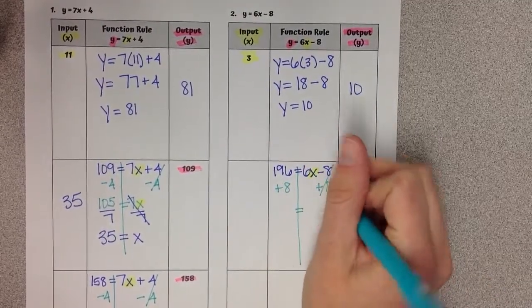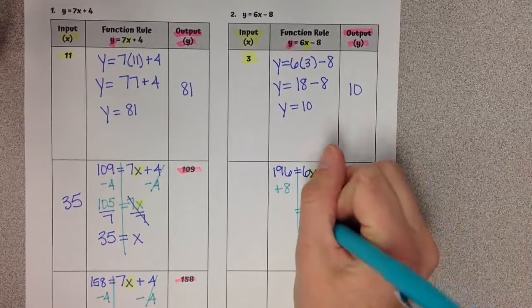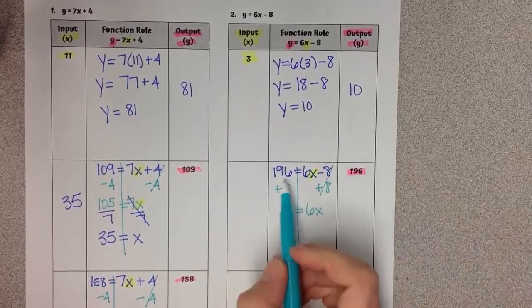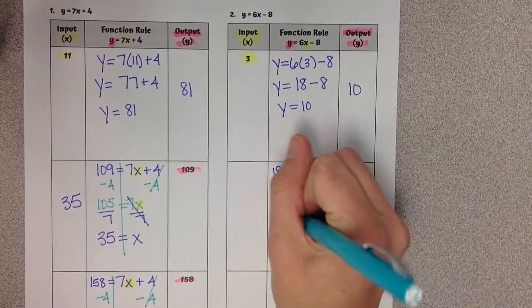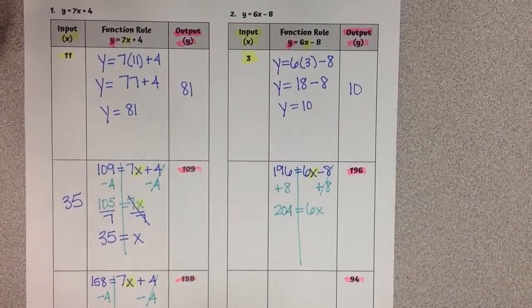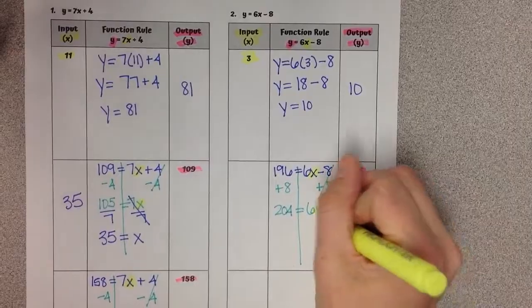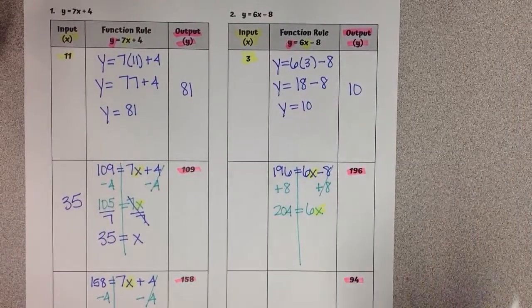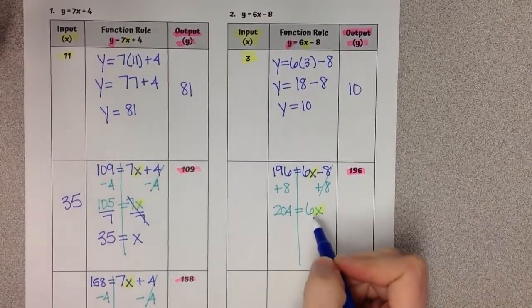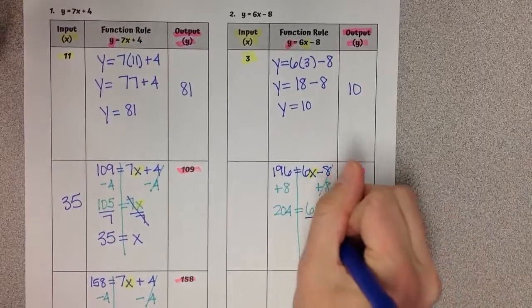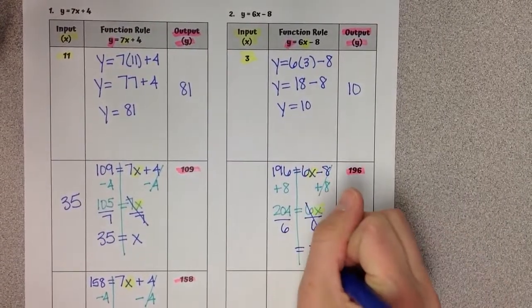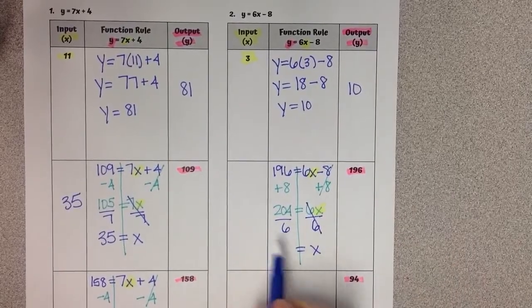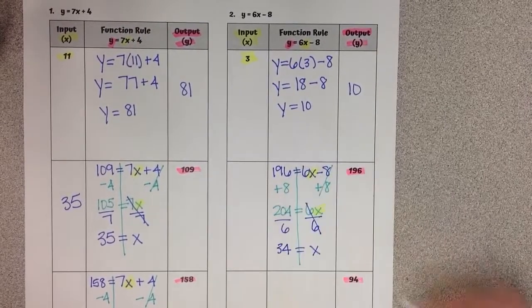The side with the variable, it should cancel out. We bring down what's left, 6x. Over here, 196 plus 8 is 204. Still highlighting the side that has the variable. X is being multiplied by 6, so the opposite is to divide by 6. Should cancel out on the side with the variable. On the left side, 204 divided by 6 is 34.